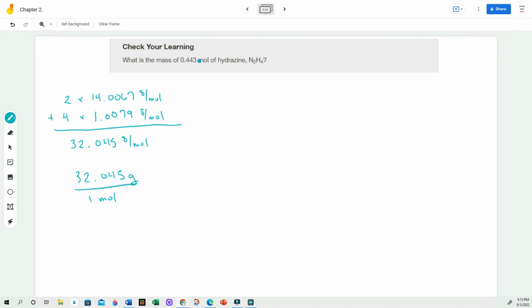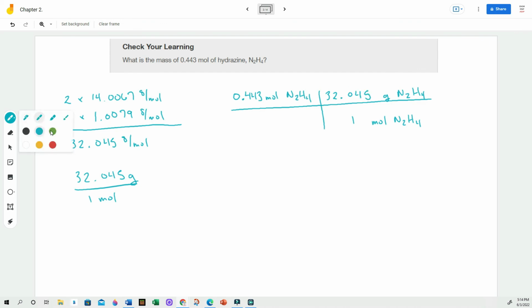Okay, now I'm ready to convert from moles into grams. So I have 0.443 moles of hydrazine. I want to make sure that my moles of hydrazine go in the denominator here, and this is grams of hydrazine. Okay, so that's 1 mole and 32.045 grams. Make sure your units cancel, and that gives me 14.2 grams of hydrazine.